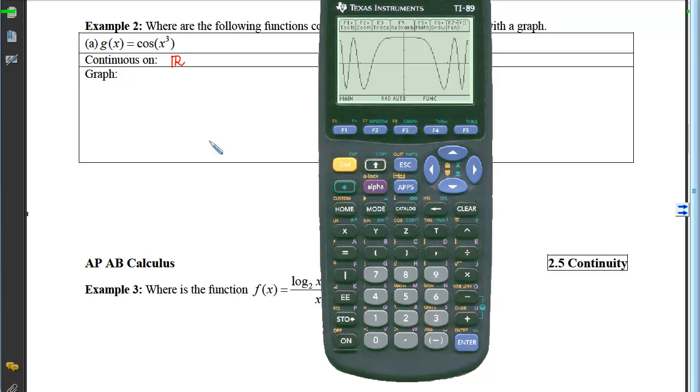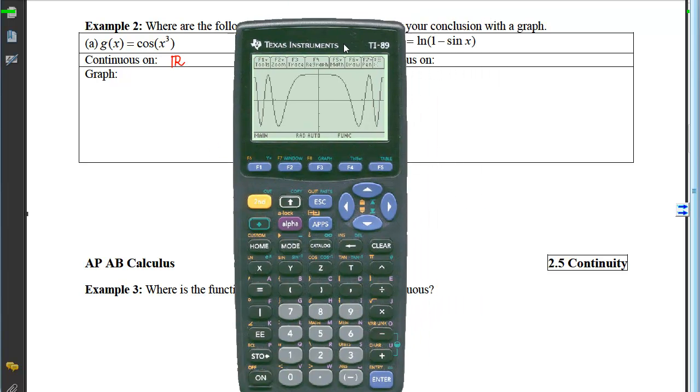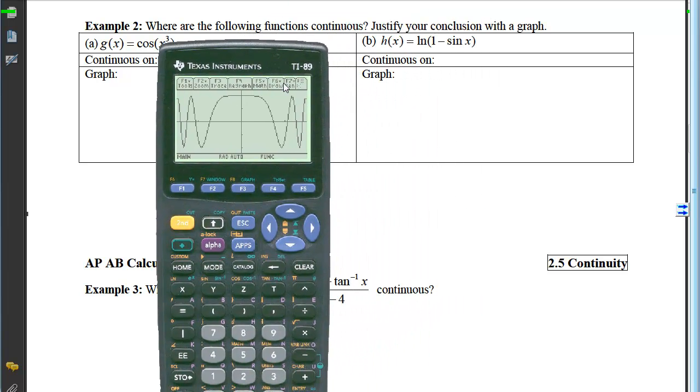We don't ever have to pick up our pencil. So I will let you sketch that graph on your notes, and then we'll pick back up again.